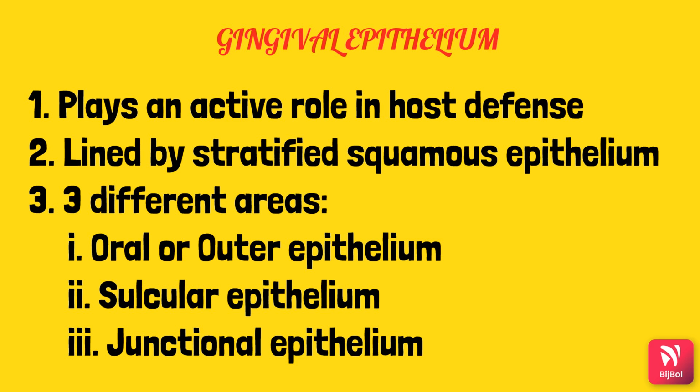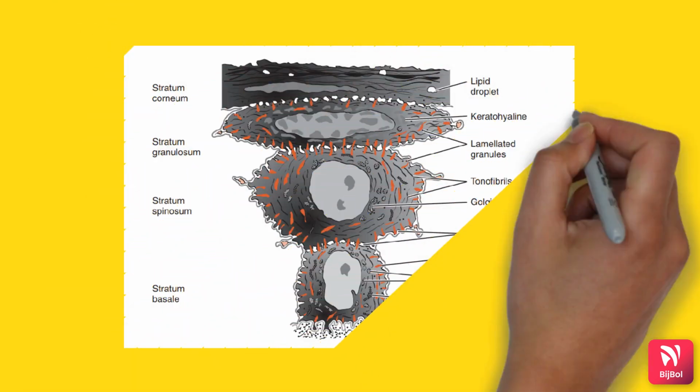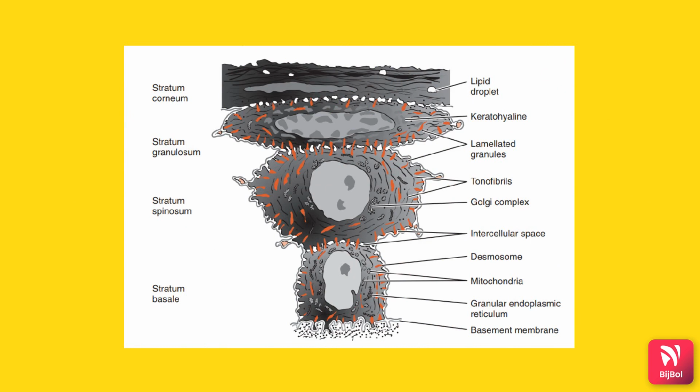The gingival epithelium is lined by stratified squamous epithelium, and there are 3 layers of gingival epithelium histologically. Those are the oral or outer epithelium, the sulcular epithelium and the junctional epithelium. Now, here we learn the layers of the gingival epithelium. These layers depend on the degree of keratinization that is seen.